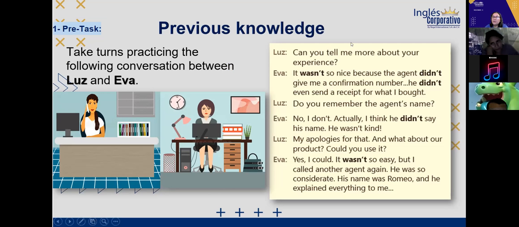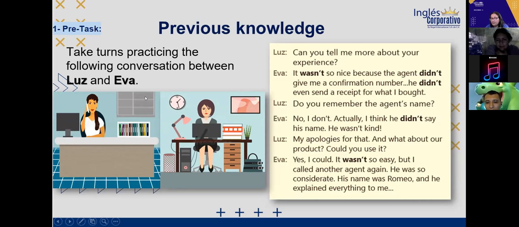Can you tell me more about your experience? It wasn't so nice because the agent didn't give me a confirmation number. He didn't even send a receipt for what I bought. Do you remember the agent's name? No, I don't. Actually, I think he didn't say his name. He wasn't kind. My apologies for that. And what about our product? Could you use it? Yes, I could. It wasn't so easy. But I called another agent again. He was so considerate. His name was Romeo, and he explained everything to me.